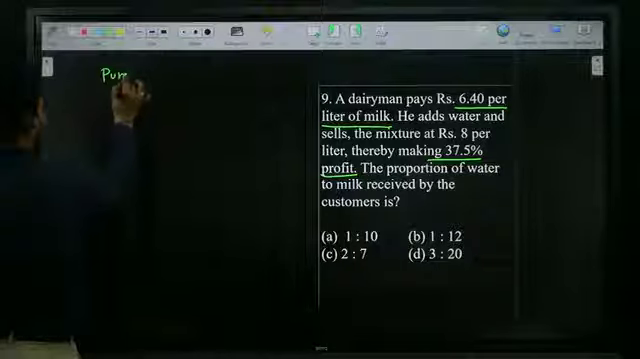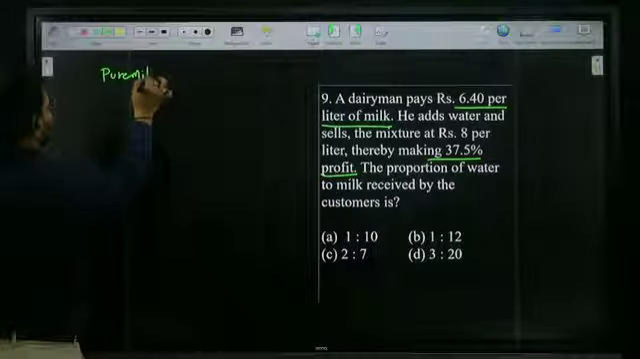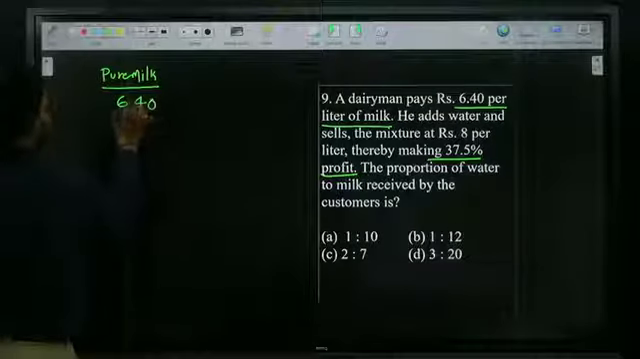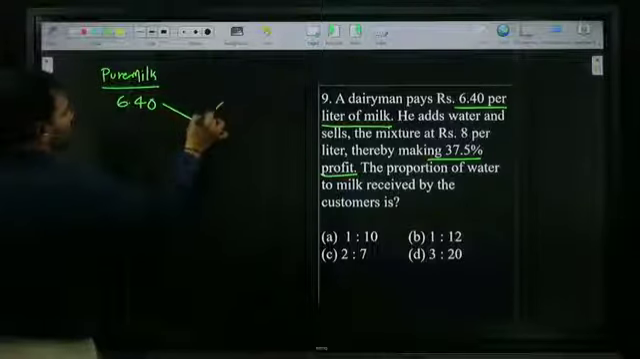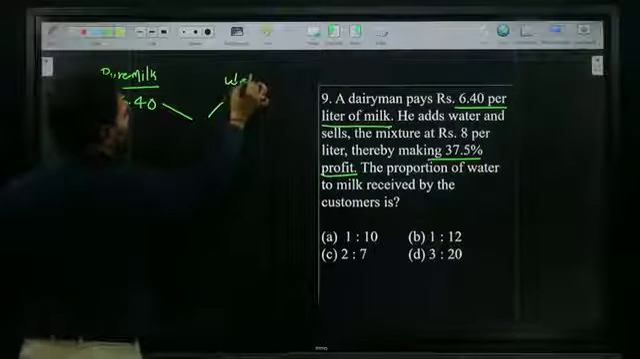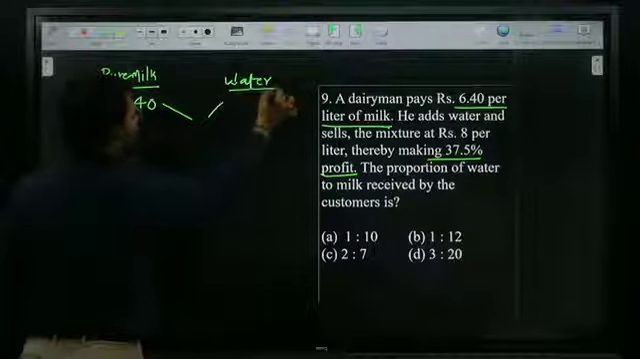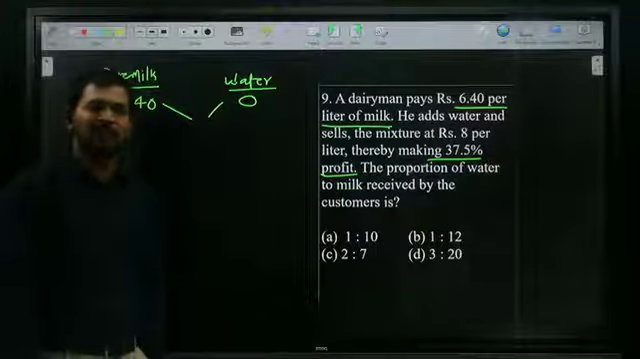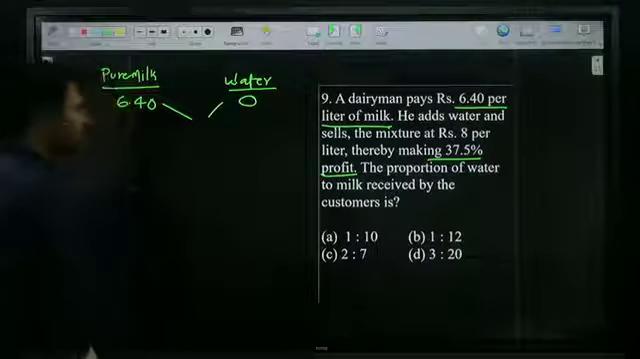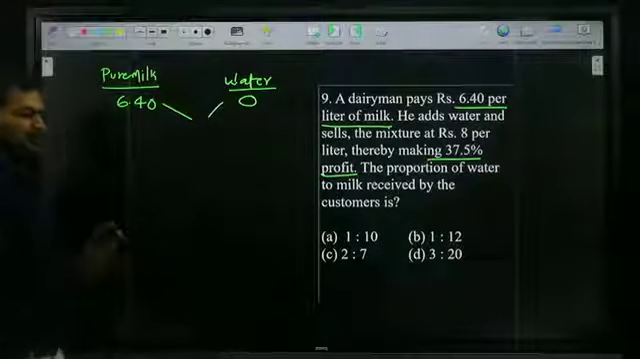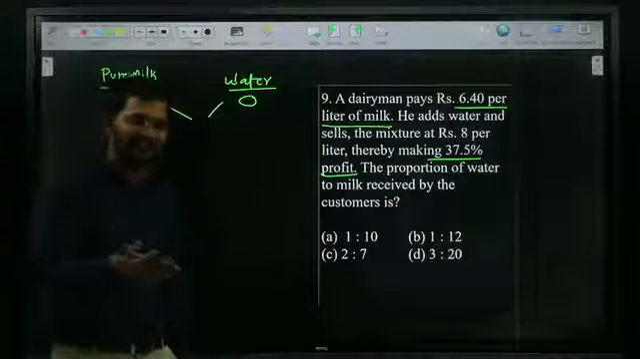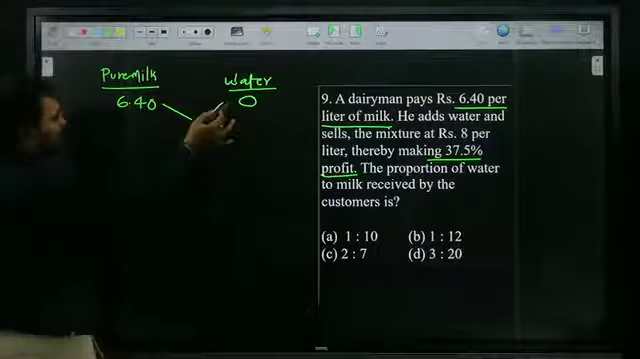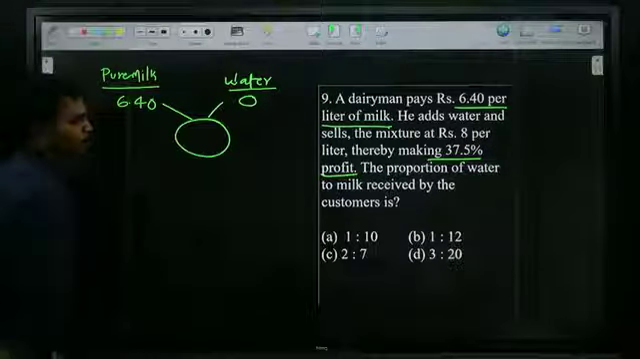Pure milk cost is 6.40. You are adding water. Water cost price is always 0. Water is freely available in the market. So water is free. Don't take 2 rupees or 3 rupees. Water is always free. Even if you purchase it at home, you have to take 0. This 6.40 is the cost price, 0 is also a cost price, but I don't know the selling price.